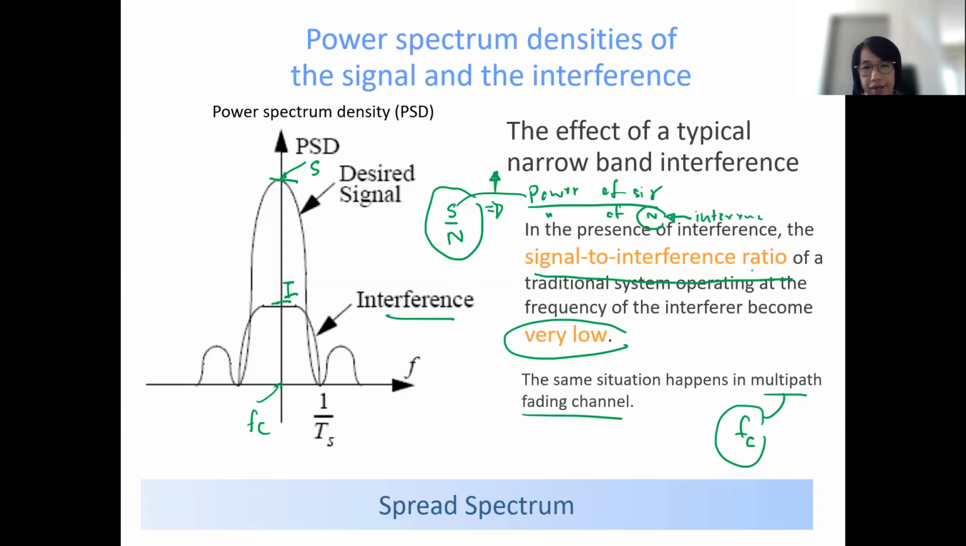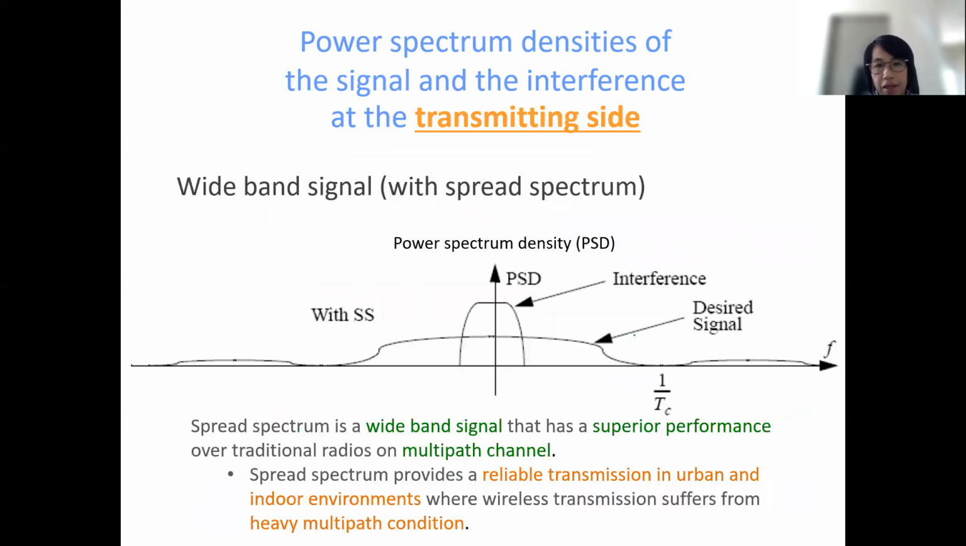Okay, if you catch my point, if you want to make SNR bigger, what should we do? This is the point. This makes the SNR very low, so we have to increase the SNR. So by using the spread spectrum technique, here is the transmitter side.